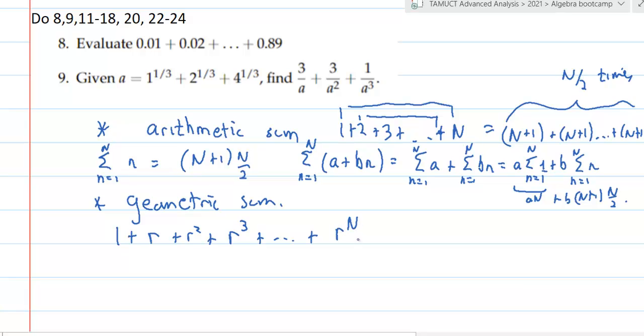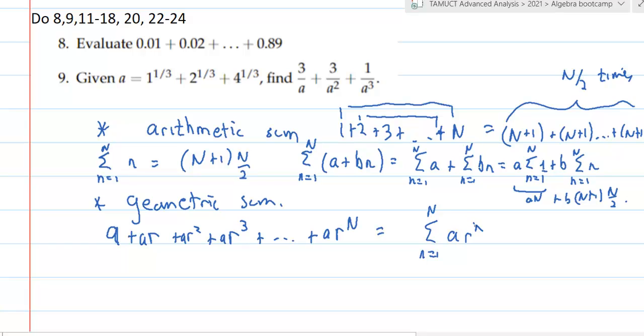Okay? So that's the basic geometric sum. Now, if I want to make it a little more general, I can write a here. So that's ar plus ar squared plus ar cubed plus ar^N. Now, the way you write that as a summation is the sum, little n equals 1 to big N of ar to the little n.